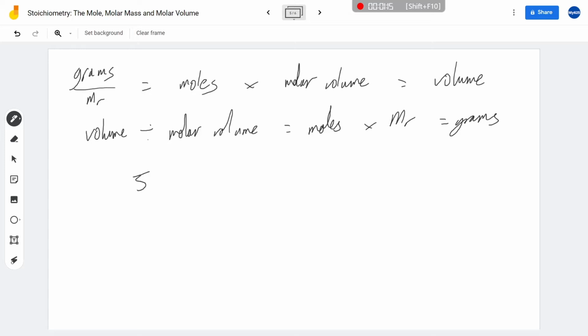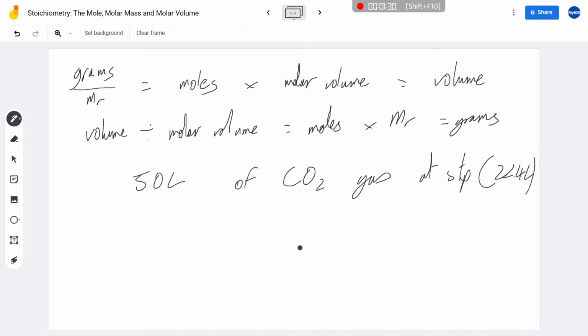If we have 50 liters of, let's say, carbon dioxide gas, CO2, at standard temperature and pressure, which we know means there's 22.4 liters per mole, how many grams do we have? And so let's do these steps here. We have 50 liters, that's our volume, and we need to divide by the molar volume, which we've told under these conditions is 22.4.